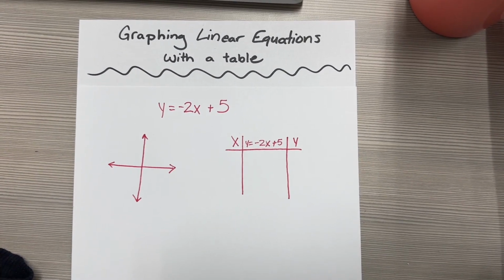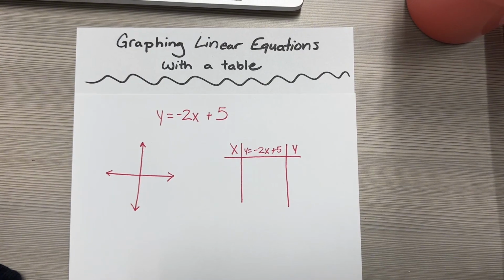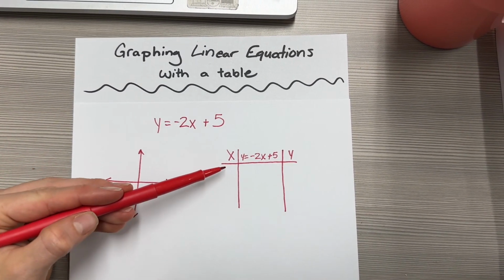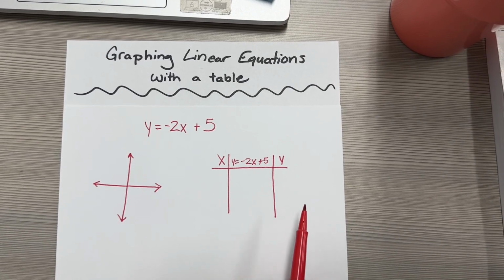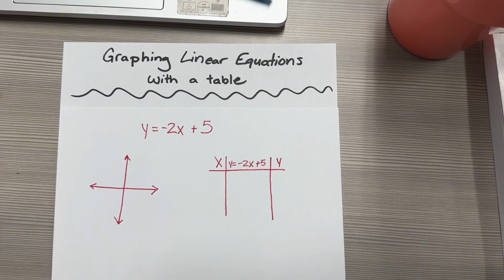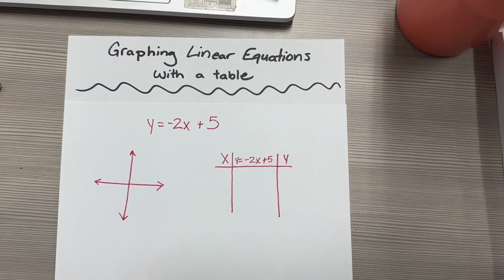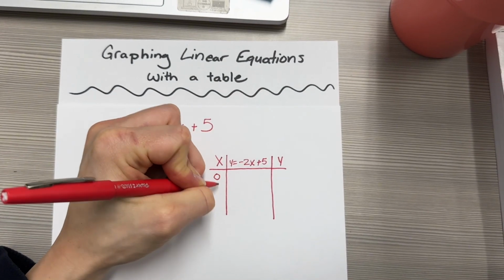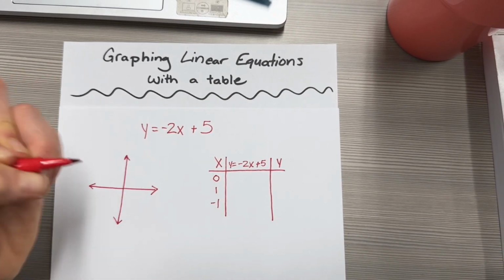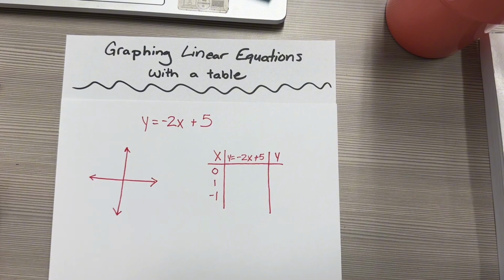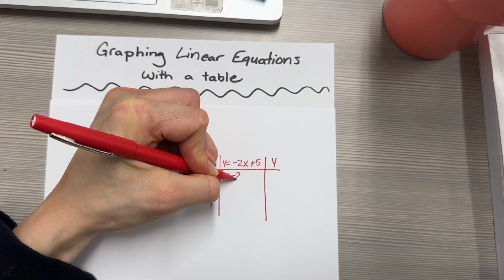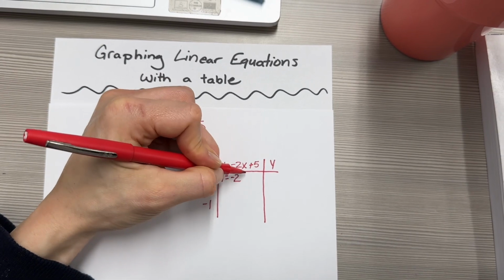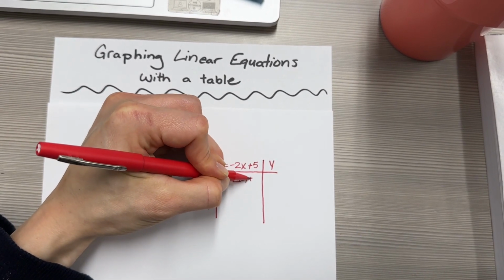Here's another example. We have our function written above. Again, we just need to choose some values for x, substitute them into our function, and then figure out what y is equal to. For this one, again, I'm just going to choose the numbers 0, 1, and -1, and then we're just going to substitute those in. So rewriting our function, y is equal to -2 times x plus 5. First one, x is 0, so that's going to be -2 times 0 plus 5.